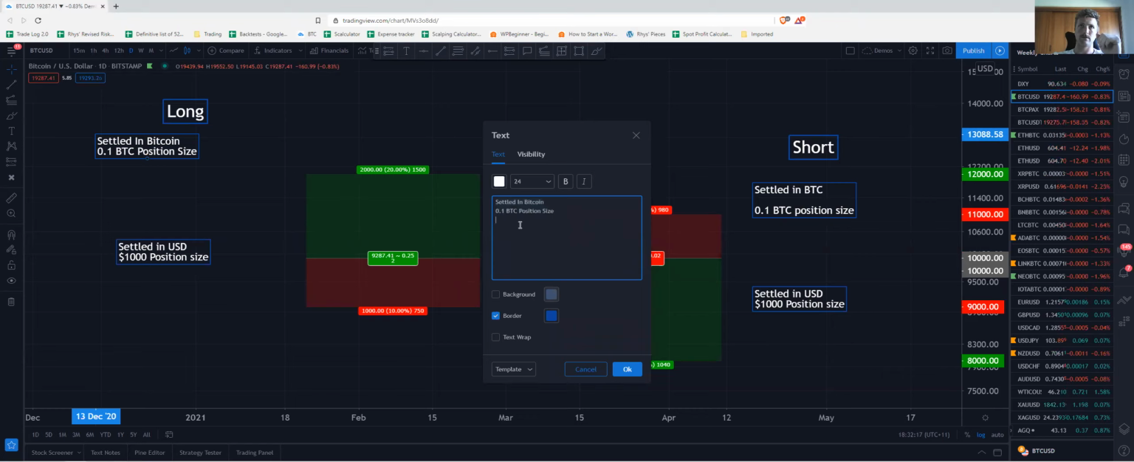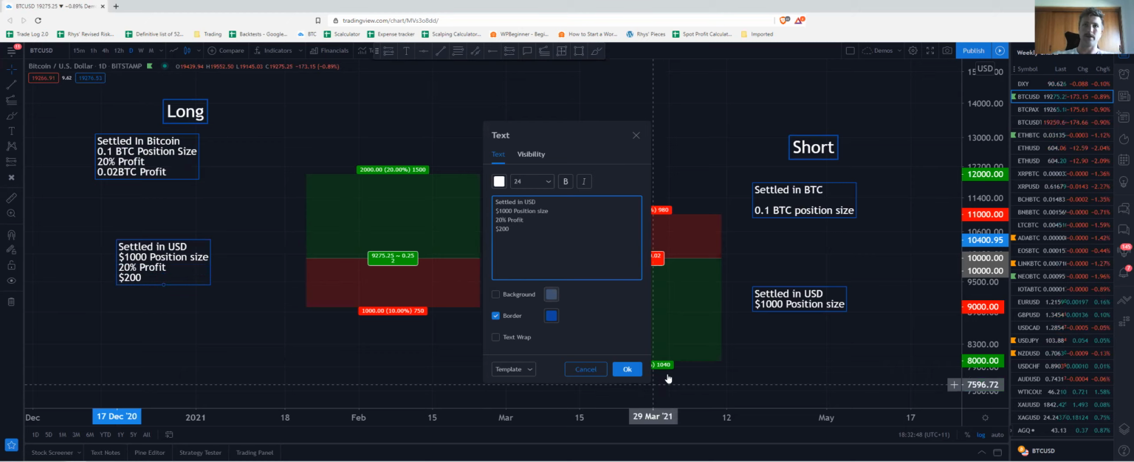Beautiful. So 0.01 BTC, we make 20% profit, because that's what the target was. The target was $12,000, which gives us a 0.02 BTC profit. Beautiful, so that's easy, that's all good. Now with the settled in USD, $1,000 position size, we make 20% profit, which gives us $200 profit. So far so good, we've made 20% on each, it looks exactly the same.